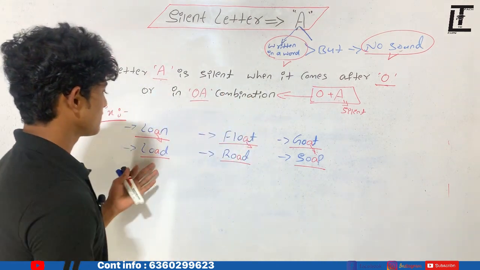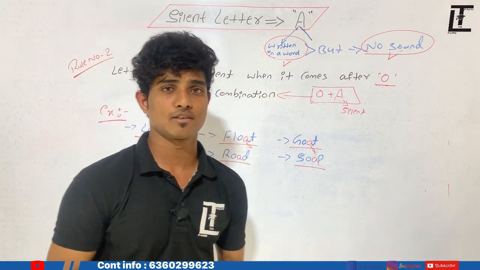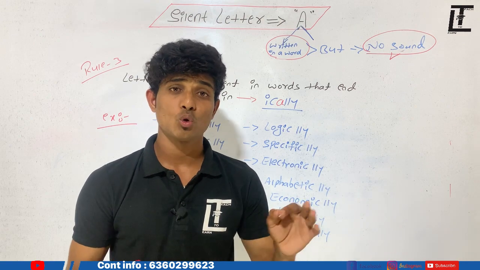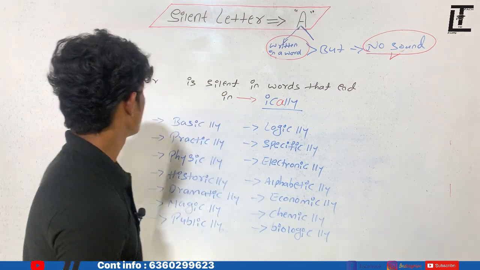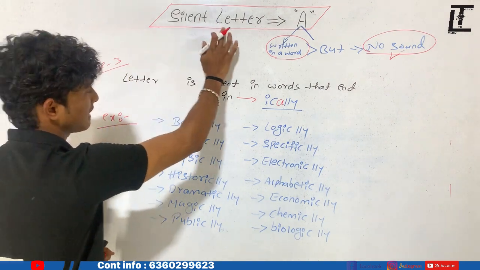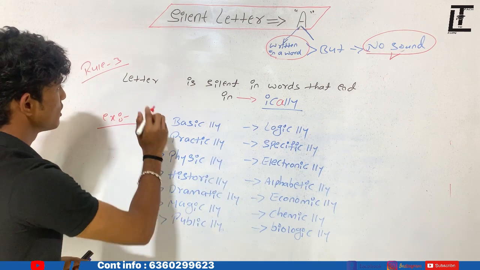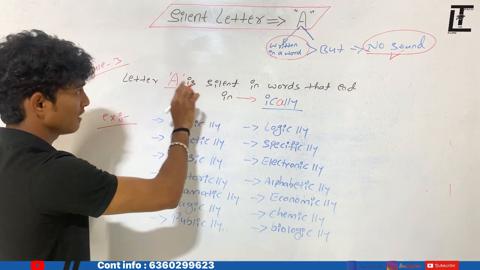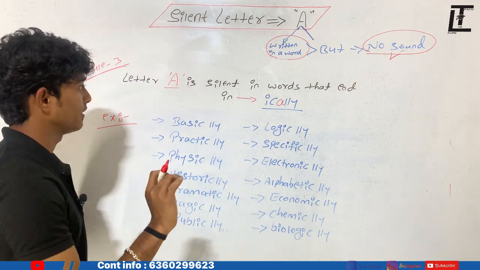So note down these examples. I'll give you rule number 3 of the silent letters. We have discussed silent letter A, rule number 1 and rule number 2. Now we are going to discuss rule number 3 of silent letter A, which is written but not pronounced. Please keep that in mind and focus over here.